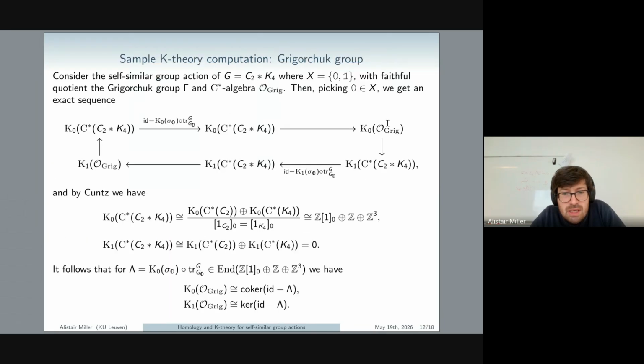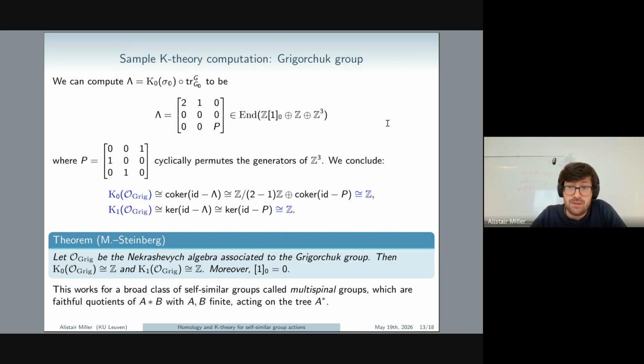I started this computation. I finished the K-theory computation. And I want to point out that this Grigorchuk group is one example in a broad class of examples called multi-spinal groups that we look at. And they're all going to have the same phenomenon where you have this free product of 2 finite groups that act self-similarly in a very particular way on this tree where the alphabet comes from the first group, like this. So this K-theory computation works for all of those.